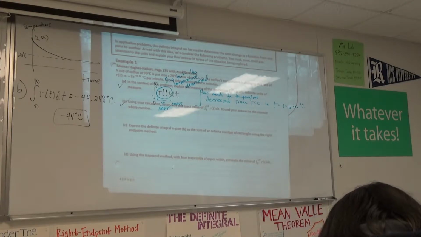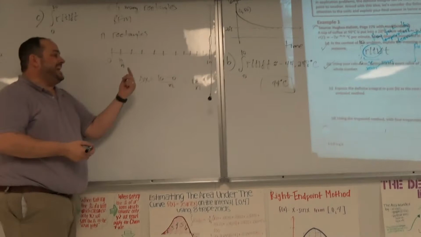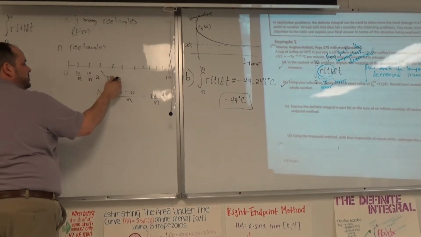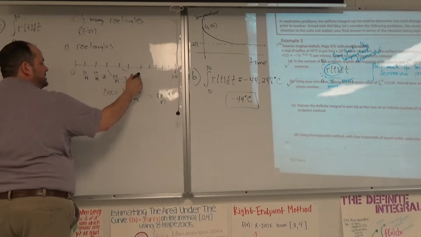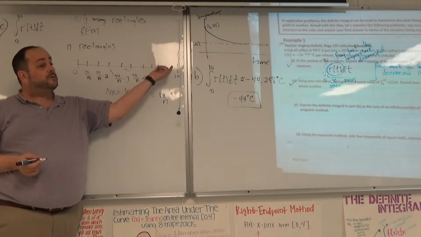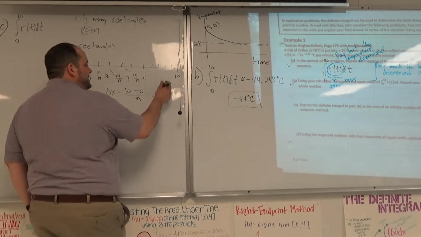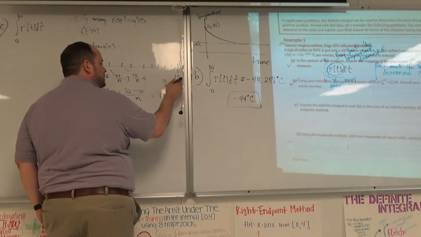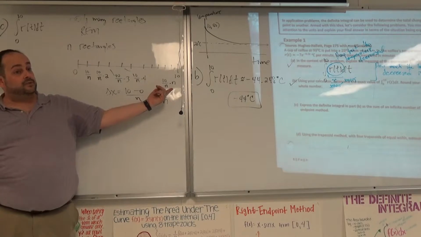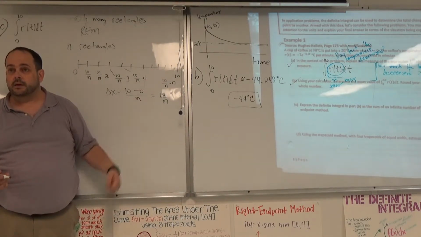At 10 over n. But then to get to the next rectangle, I move 10 over n again. So now I've got 10 over n times 2. The next one is 10 over n times 3, 10 over n times 4. I'm going to keep moving 10 over n spaces until I get to the last one. And is that last one correct? 10 over n times n. Does that get me to the last rectangle? 10 over n times n, the n's would cancel, I get to 10.